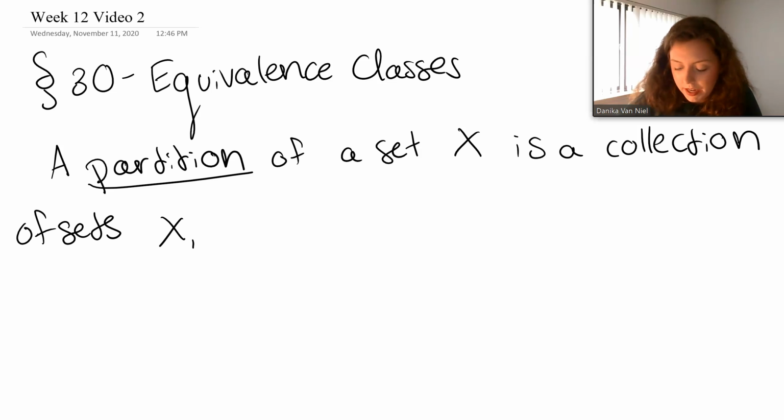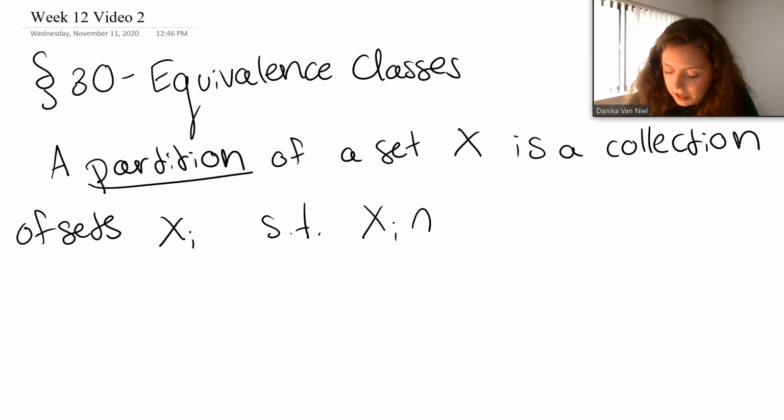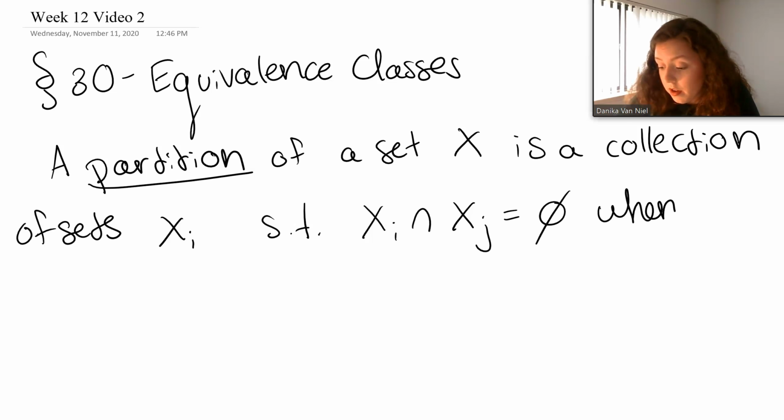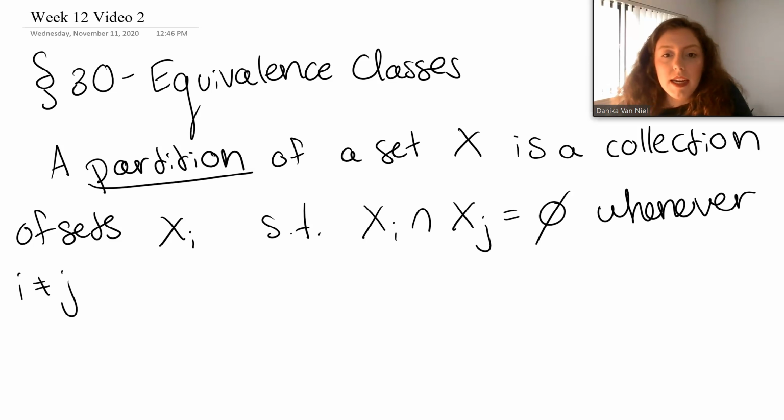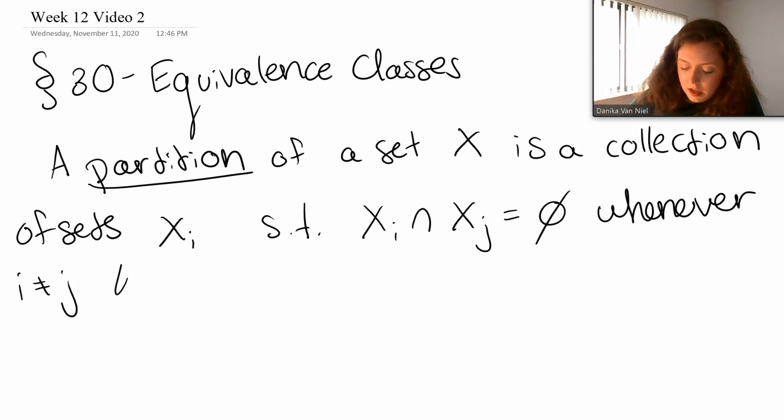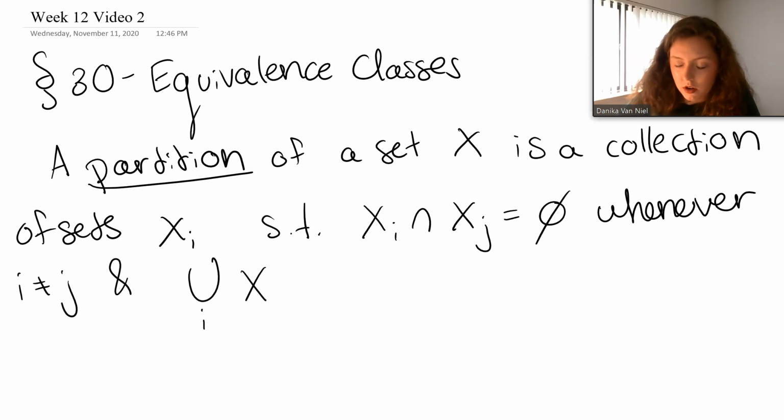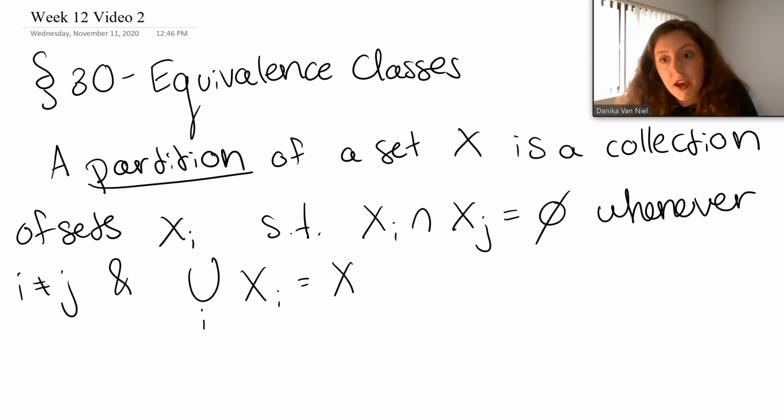Maybe let's call them X sub i, such that X sub i intersected with X sub j is the empty set whenever i doesn't equal j. My index that I'm over is probably just going to be like 1, 2, 3, 4. And when we union over all of our indices, we get our set back. Okay? All right. So let's break it down a little bit, because there's a lot going on here.